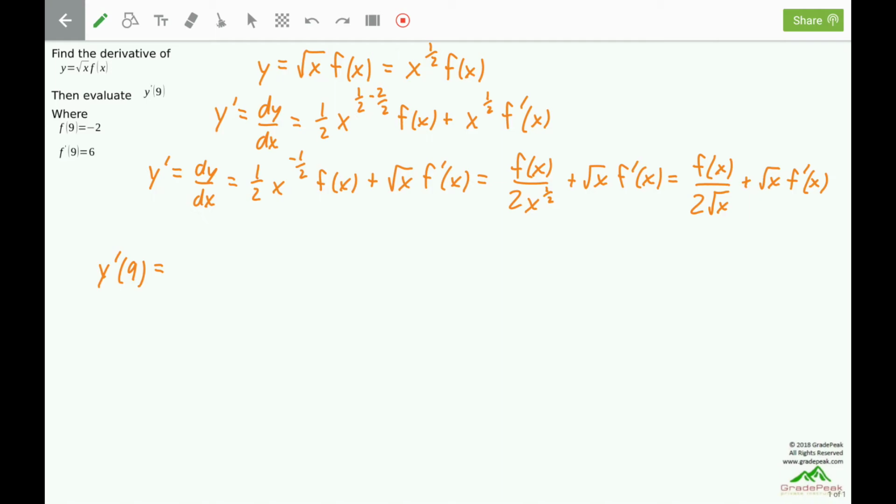Y prime of 9 means to plug in 9 in for each of the x's, so we will have f of 9 over 2 square root of 9 plus the square root of 9 times f prime of 9. Now f of 9 and f prime of 9 will be found over here. F of 9 is a negative 2 over 2 times the square root of 9, which is a 3, plus the square root of 9, which is a 3, and then f prime of 9, which is a 6.